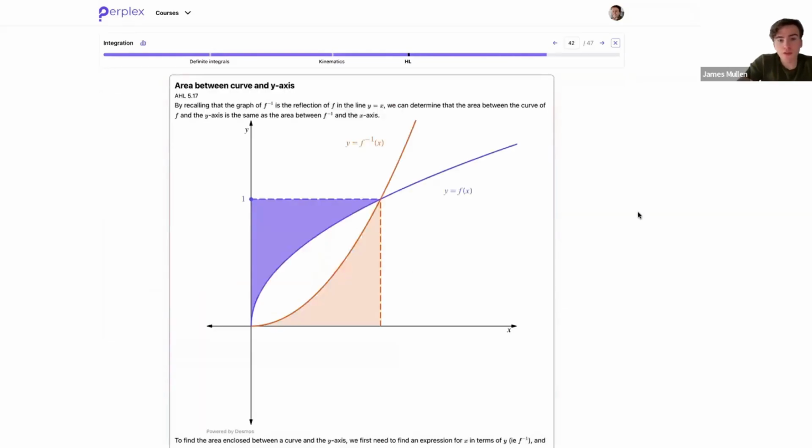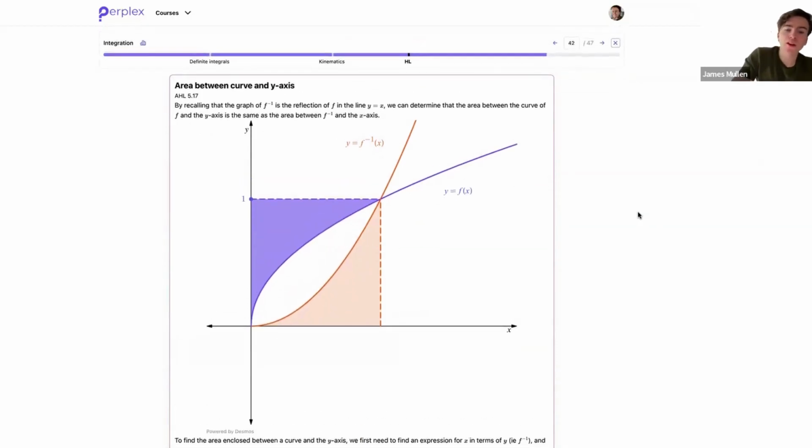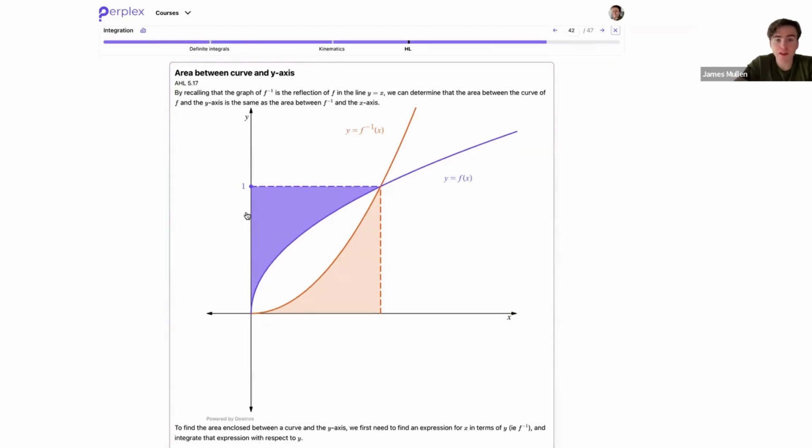So another important thing that you need to know at the higher level is how to find the area enclosed between a curve and the y-axis, not just a curve and the x-axis. So let's remember from function theory that the curve of the inverse function is the reflection in the line y is equal to x. So if I was looking for the area enclosed between a function and the y-axis, it's going to be the same as the area enclosed by the inverse function and the x-axis, all right?